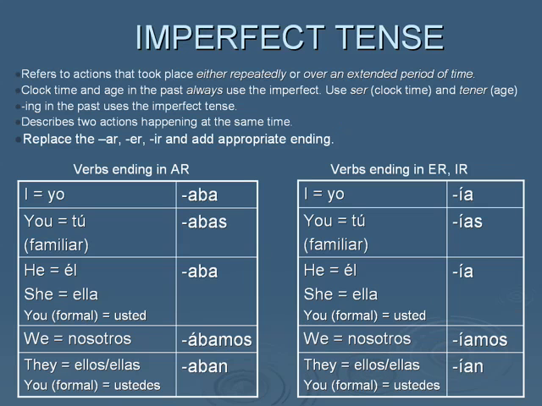The imperfect is also a past tense, except it refers to actions that take place either repeatedly or over an extended period of time. For clocks, you use ser, and for age, you use tener. And it's also used to describe two actions happening at the same time. As you can see, the AR ending is completely different than the ER and IR. The good thing about the imperfect is there's only 3 irregular verbs: ser, ir, and ver.